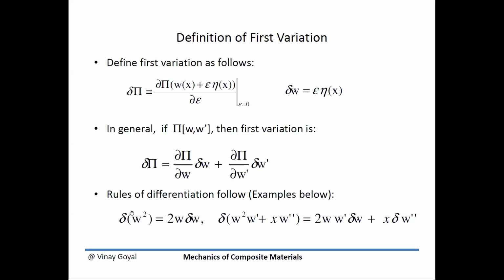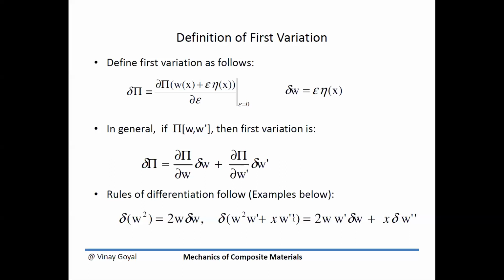Let me give you an example. The first variation of W squared is 2W, because the derivative of W squared with respect to W is 2W, and then you put a del W next. Another example: I want to find the first variation of W squared W prime plus x W double prime. I first get the derivative of this whole thing with respect to W, and then I have 2W W prime del W. This one doesn't have a W, so it goes away.